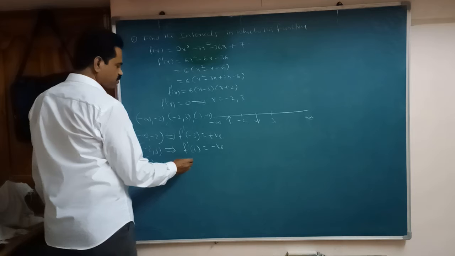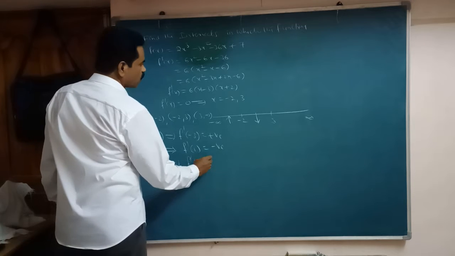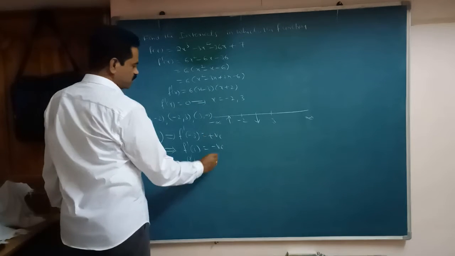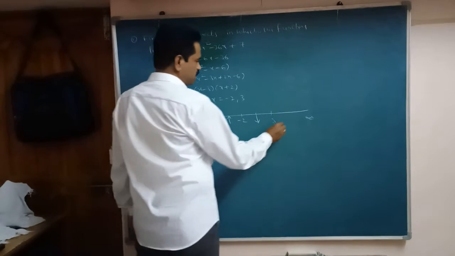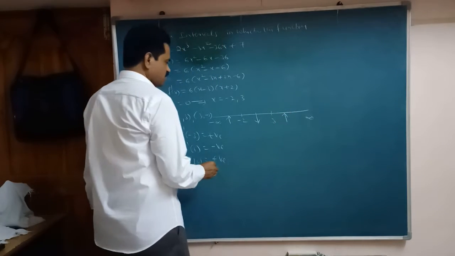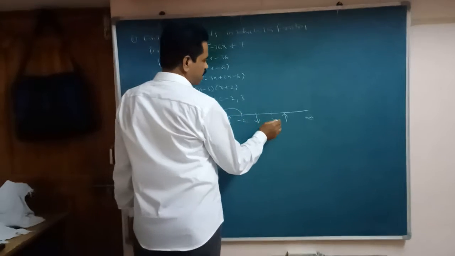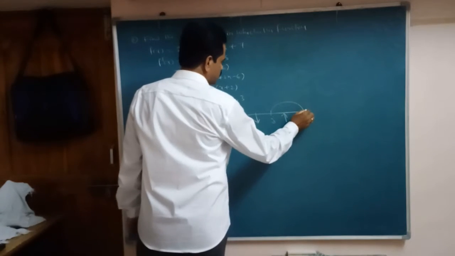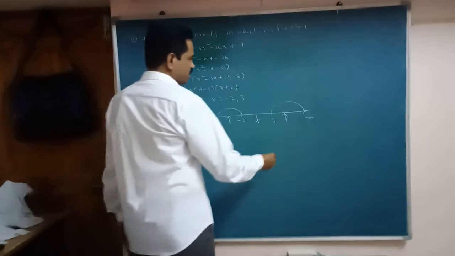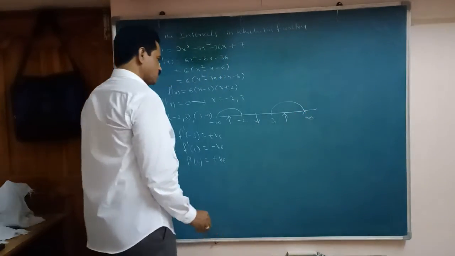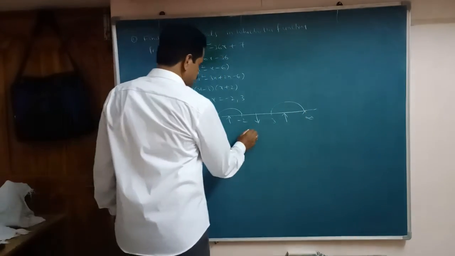Next you take 3 comma infinity. 3 comma infinity means 4 you take here. f dash 4, 4 minus 3, 4 plus 2. It is positive. So it is increasing. So for which intervals it is increasing? Minus infinity to minus 2 and 3 to infinity.